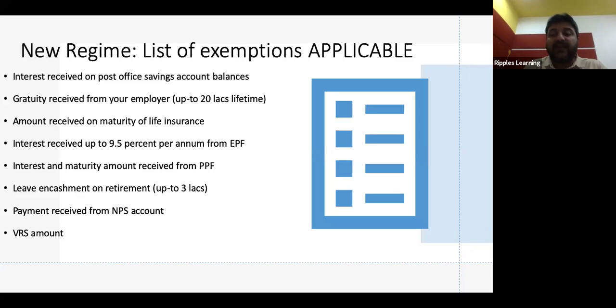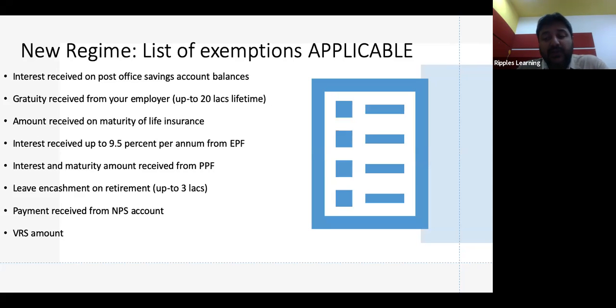So 3,500 of interest amount is exempted. As a joint account holder, 7,000 is exempted. Interest received on post office is exempted. Gratuity received from employer up to 20 lakh in a lifetime is exempted. Amount received on maturity of life insurance is exempted. Interest received up to 9.5% per annum for PF is exempted. Interest and maturity amount for PPF is exempted.